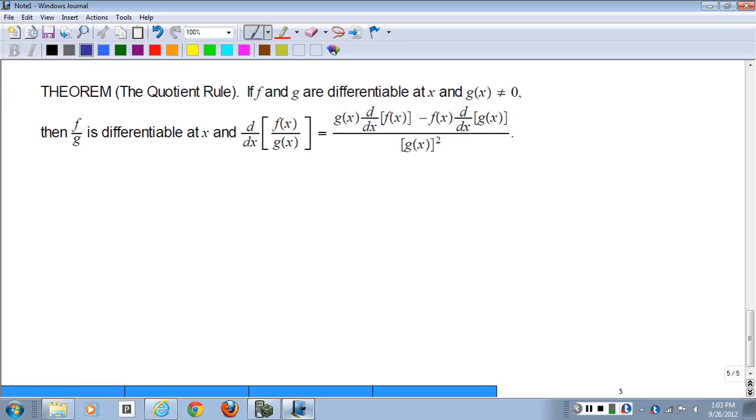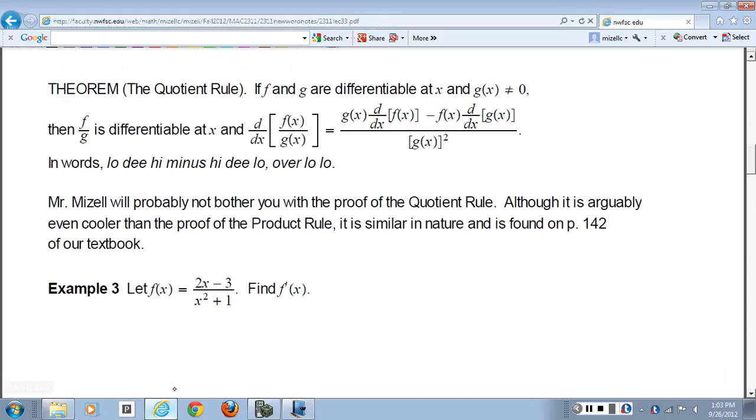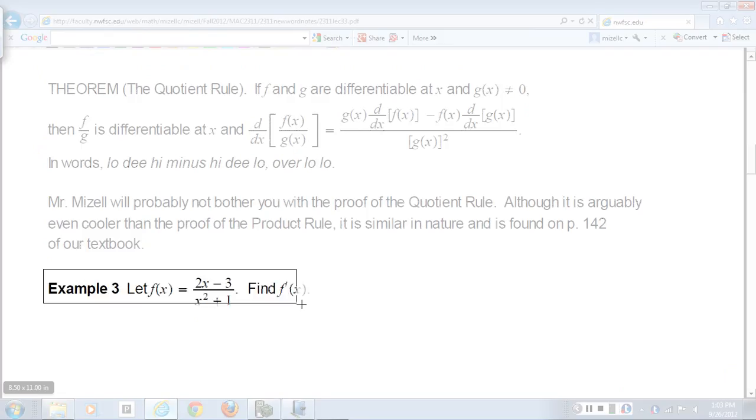The denominator times the derivative of the numerator, and then there's a minus. Product rule has plus. Quotient rule has a minus. But once you put the minus, it's then the numerator times the derivative of the denominator. So there are various different mnemonic devices that you can come up with for memorizing the quotient rule, but the TA that I had when I took the class kind of used that, and I found it to be fairly helpful. Let's look at example 3.